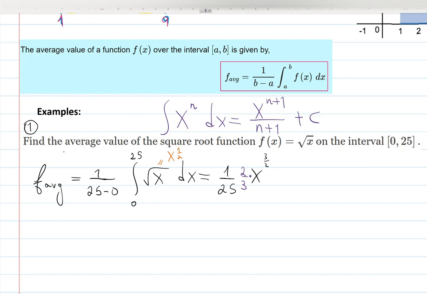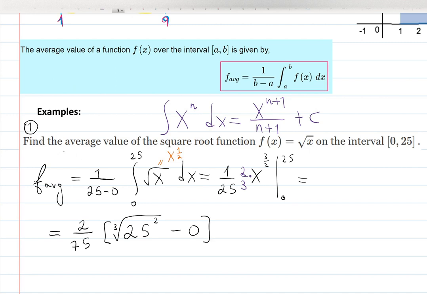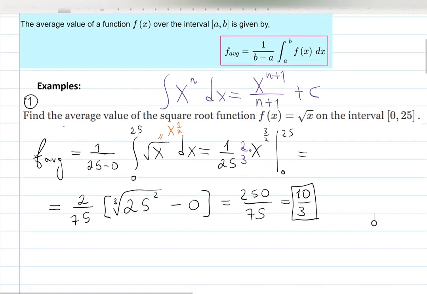For the definite integral, instead of plus c, I will have a bar from 0 to 25, equals 2 over 75, that's 25 times 3. Then I will have the top minus the bottom: 25 raised to the 3/2, which means I will square it and then find the cube root of that number, minus 0. The final answer will be 250 over 75, which is 10 over 3. That's the average value.